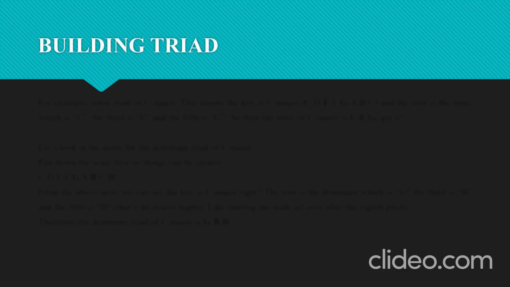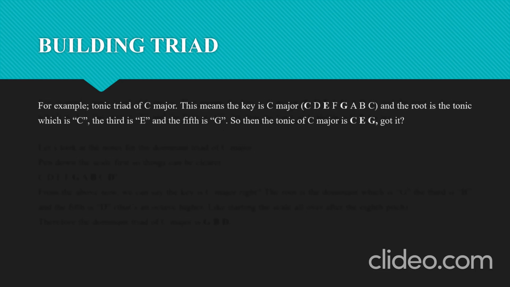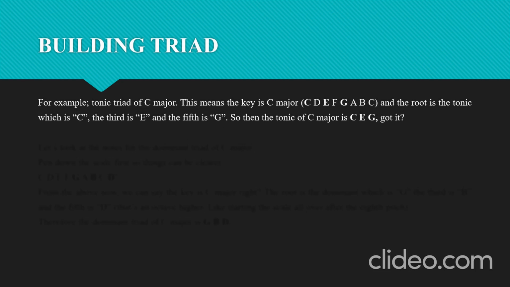Okay? Now building triads. This is now where the job starts. How do we start to build triads? For example, tonic triad of C major. The first thing you need to know when you hear something like that is that the key is given: C major. The scale of C major is C D E F G A B C, C B A G F E D. That is the scale of C major.